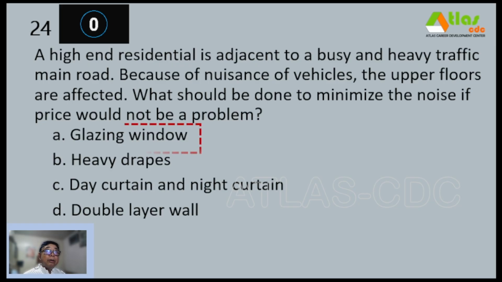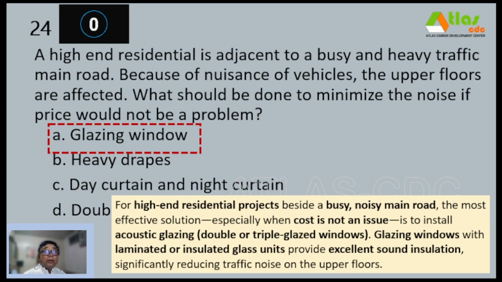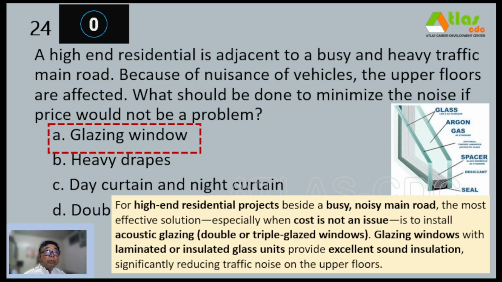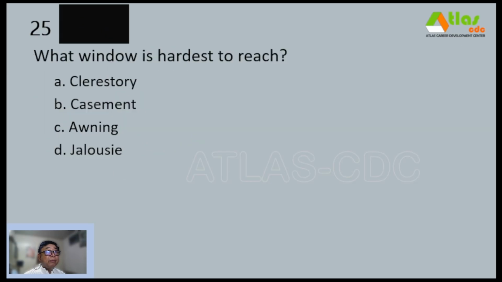And our correct answer is letter A, glazing window. So for high-end residential projects beside a busy, noisy main road, the most effective solution, especially when cost is not an issue, is to install acoustic glazing, double or triple glazed windows. Glazing windows with laminated or insulated glass units provide excellent sound insulation, significantly reducing traffic noise on the upper floors.